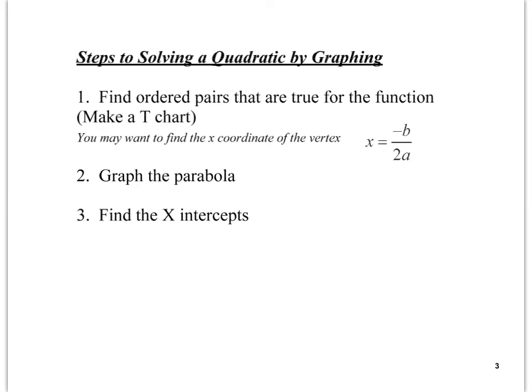Okay, the first method we're going to do is steps to solving a quadratic equation by graphing. Our steps are going to be 1, we're going to find ordered pairs that are true for the function. That is, we're going to make a t-chart. We probably want to first start by finding our vertex, and our vertex, of course, if it's in standard form, is x equals negative b over 2a. We're then going to graph the parabola, and our solutions are going to be our zeros, which of course are our x-intercepts, where the graph crosses the x-axis.